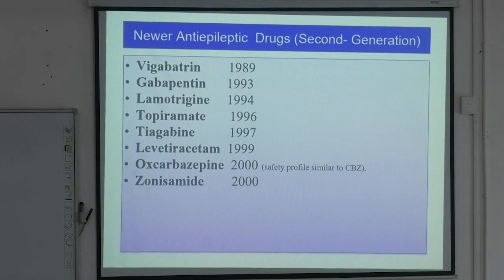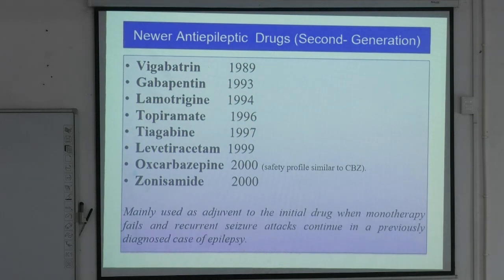Vigabatrin, gabapentin, lamotrigine, topiramate, tiagabine, levetiracetam and zonisamide, mainly used as adjuvant to the initial drug. That means these are not initial drugs. We give phenytoin, we give valproic acid to a person having seizure, okay, and the seizure attack is not controlled. Then we add a new drug, suppose with phenytoin we can add topiramate, or add zonisamide, or add oxcarbazepine with phenytoin. So these are new adjuvant drugs to the original one, not the first line therapy.